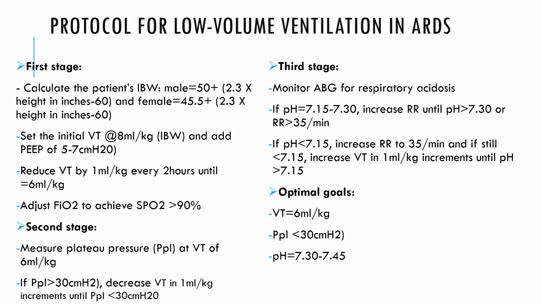Second stage is you want to measure your plateau pressure at the tidal volume. Once you get a tidal volume of 6 ml per kg ideal body weight, you want to measure your plateau pressure. If at this point your plateau pressure is more than 30 centimeters of water, you need to decrease your tidal volume by 1 ml per kg until you're able to achieve a plateau pressure of less than 30.